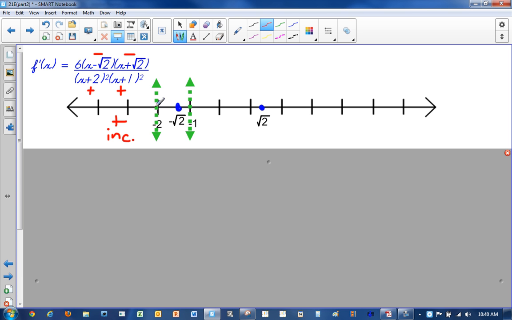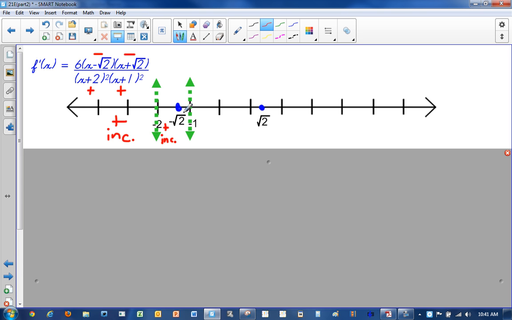Okay. Looking between negative 2 and negative root 2, let's try a number like negative 1.5. All right, well, negative 1.5 minus root 2, that's still negative, but negative 1.5 plus root 2, that is still negative as well. The negative 1.5 is a little bigger than the root 2. So this is going to stay negative. Denominator is always positive. So the first derivative is positive again. So it is increasing between those two numbers.